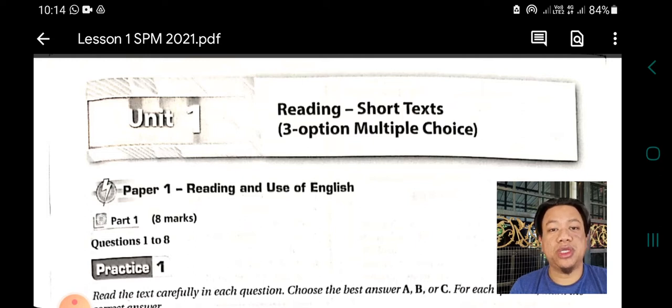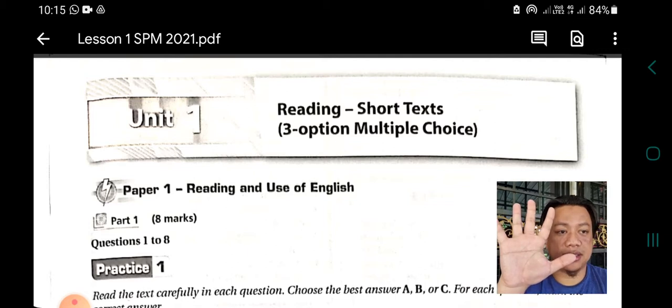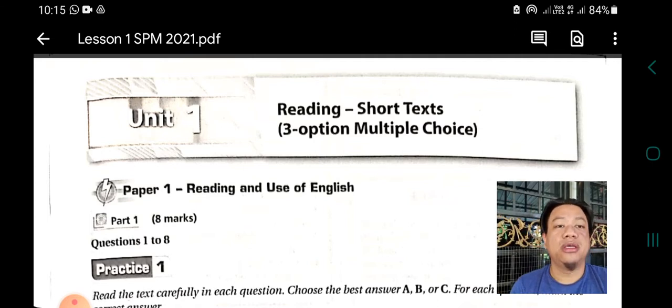Okay, so a little bit about the SPM English paper. The code is 1119/1. This paper consists of 40 questions, and among these 40 questions, there are 5 parts: part 1, part 2, part 3, part 4, and part 5. Among these, first of all, you have to make sure you score at least 35 questions correctly. After that, you have a fair chance to score at least an A minus for the reading paper, paper 1. Remember, 35 marks.